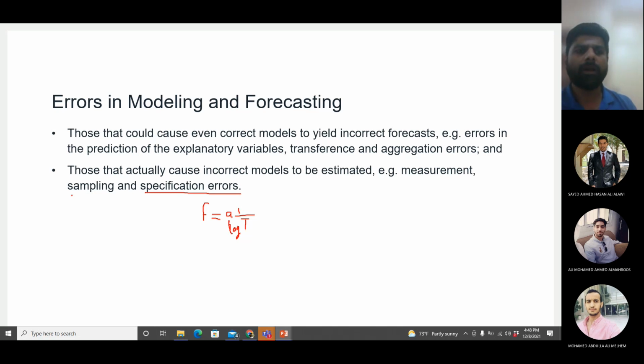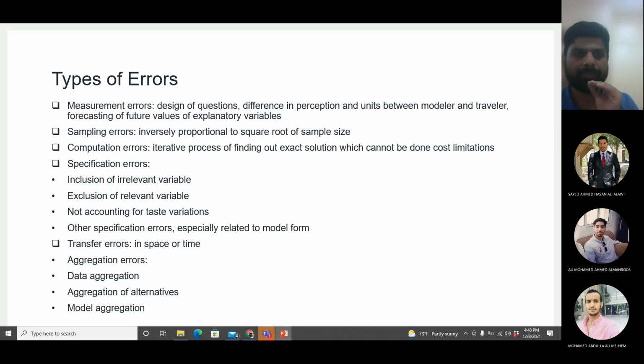Okay, so overall we have 1, 2, 3, 4, 5 types of errors. We have measurement errors. Measurement errors means you did not design the questions properly. So for example, you were asking for travel time, but you did not mention the units, whether the unit should be minutes or hours or what.